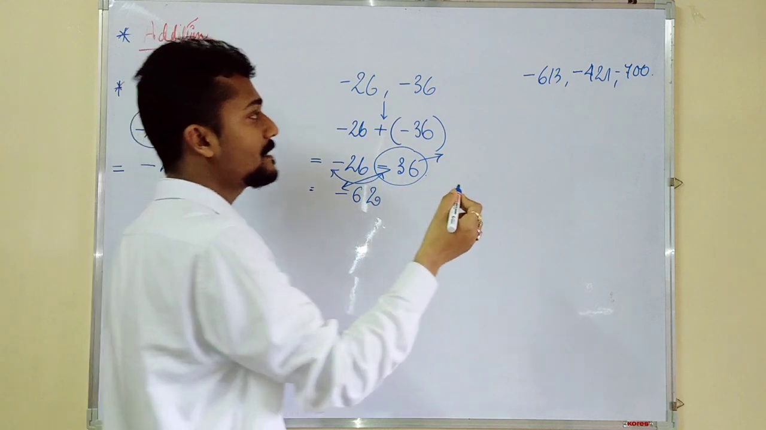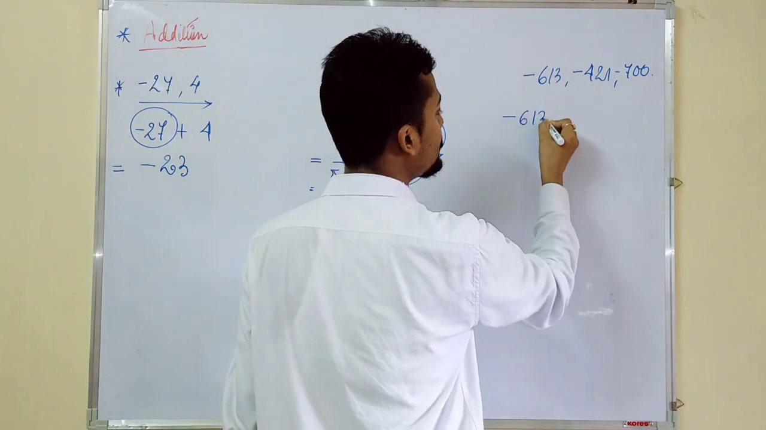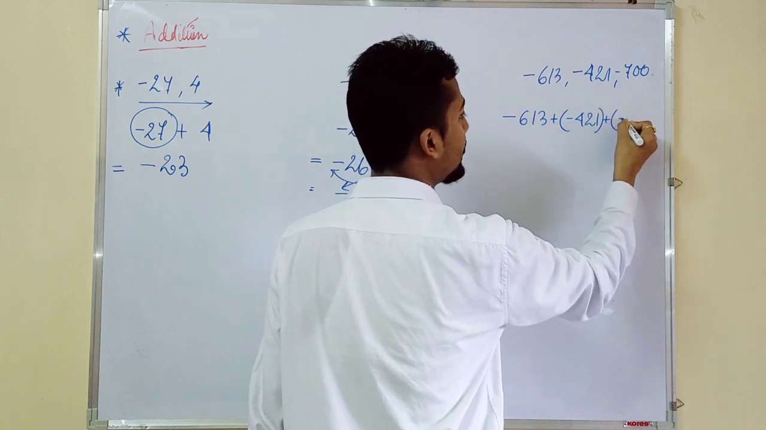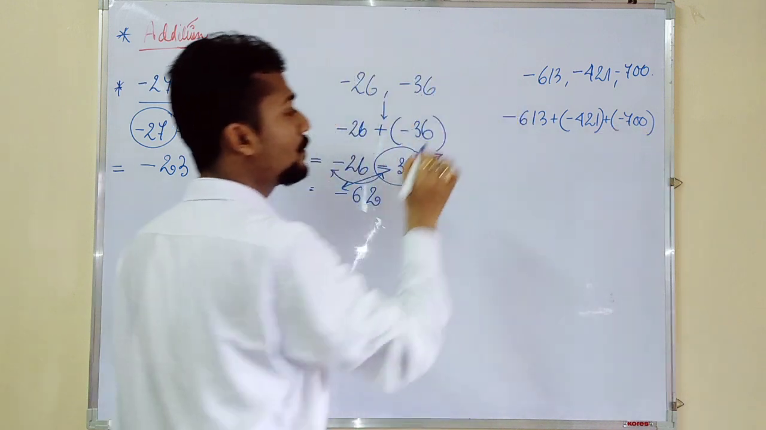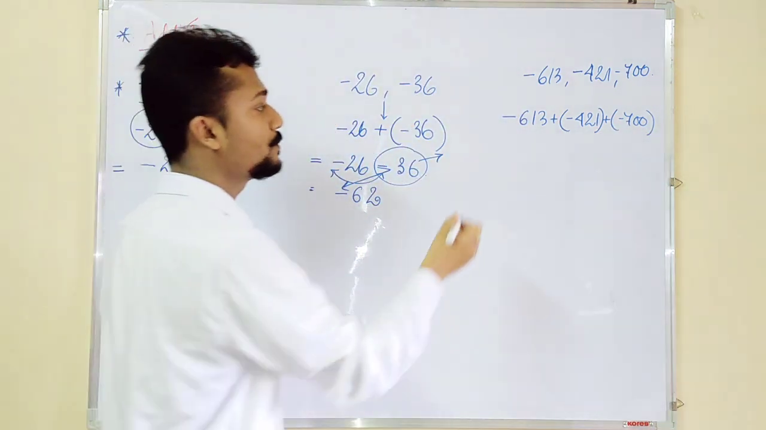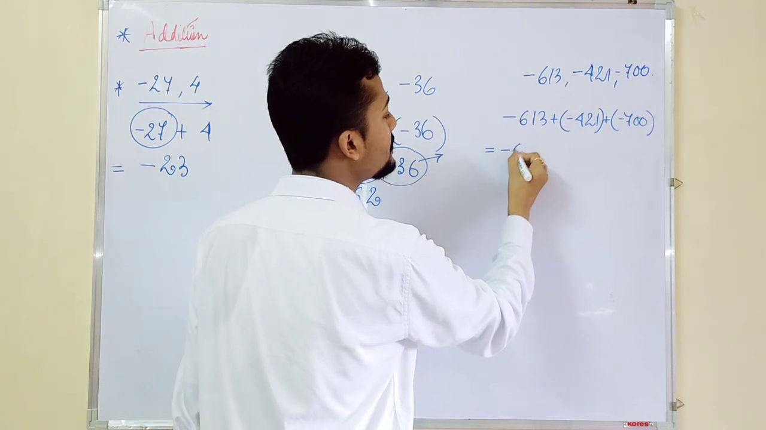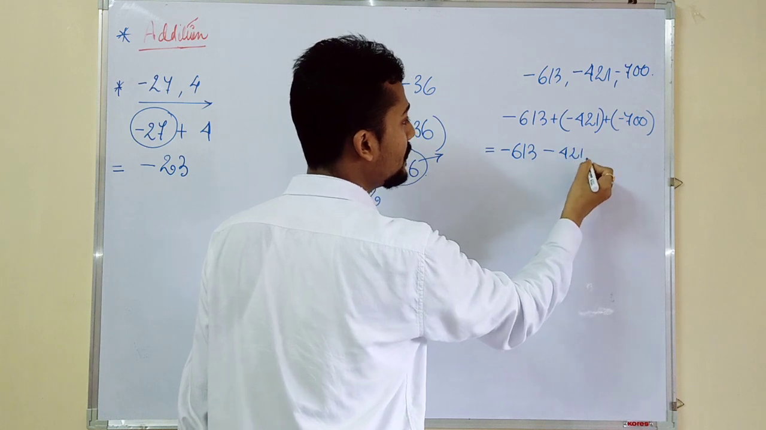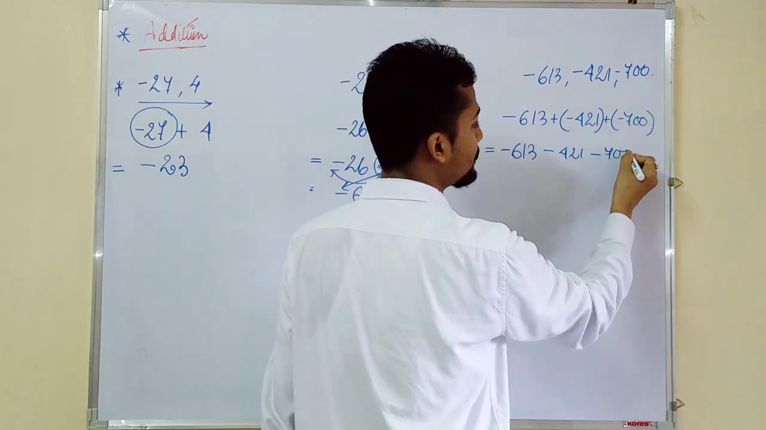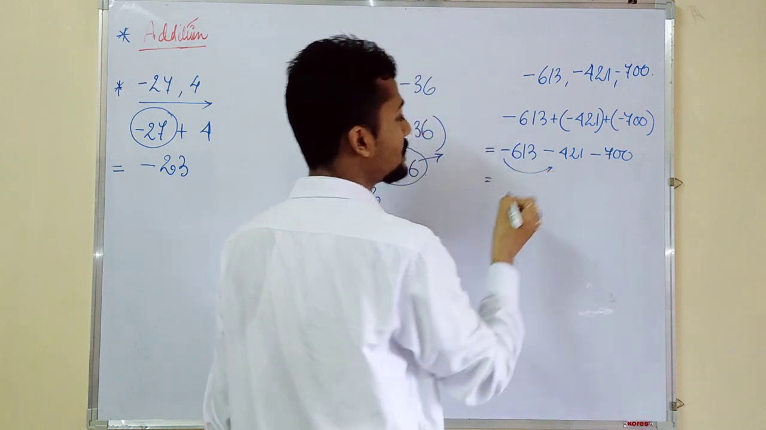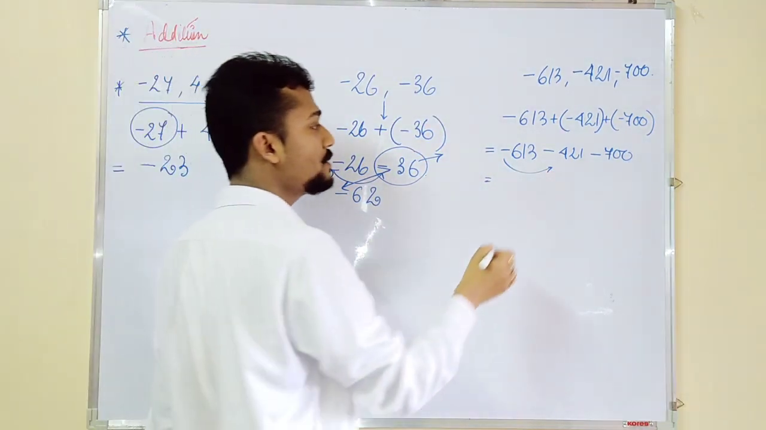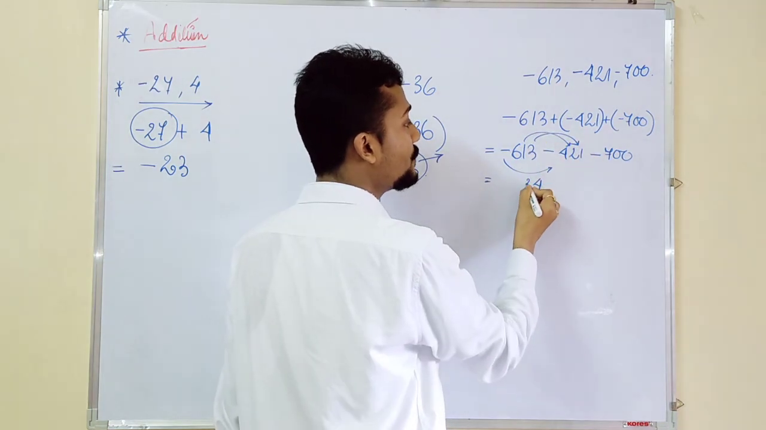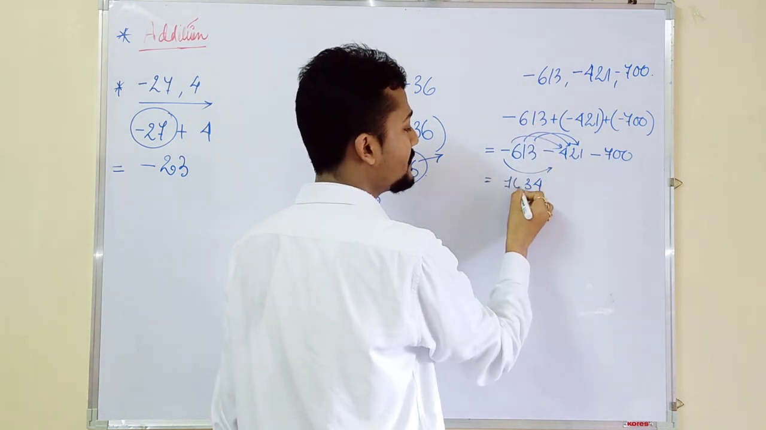Similarly, next question. Minus 613 plus minus 421 plus minus 700. Here we are not going to put an equal to sign. Next line I put an equal to sign: equal to minus 613 plus minus 421 plus minus 700. So minus minus, we are going to add, isn't it? That means how much will it be? 3 plus 1 is equal to 4, 2 plus 1 is equal to 3, 6 plus 4 is equal to 10.